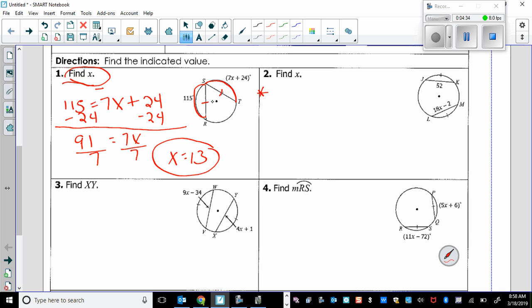Based on the congruency of the chord, the arcs are congruent. Here, the same thing, but this one, number 2, so I'll jump to number 2 just to give you a different example. So you guys do 3. Okay. All right.